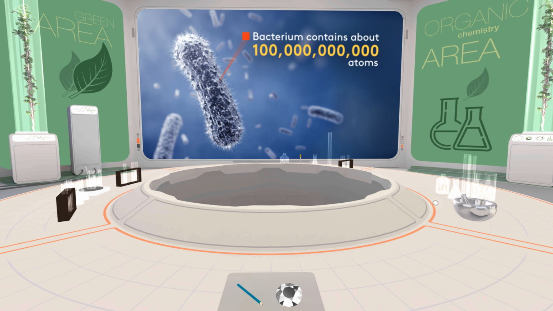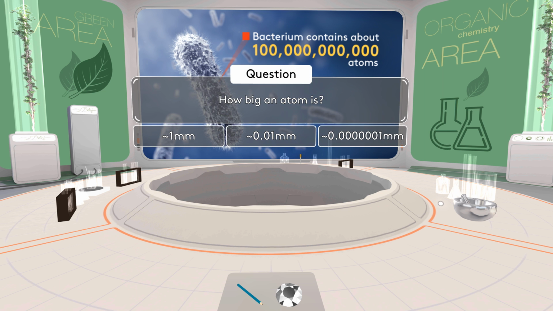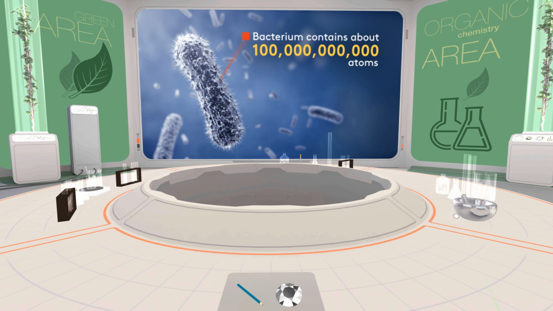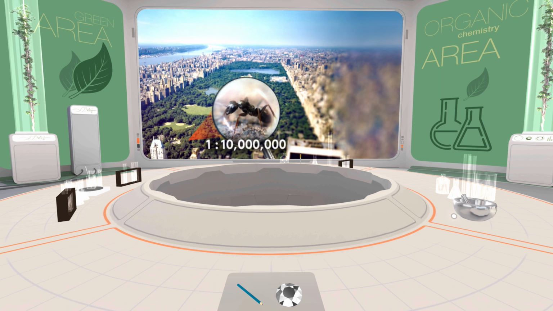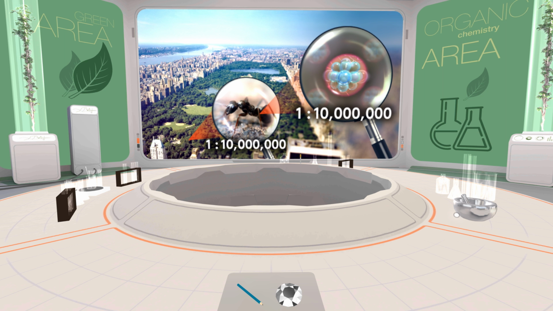Each bacterium contains billions of atoms. Now, try to think how big an atom is. An atom is about 10 million times smaller than a millimeter. If an atom were the size of an ant, then this ant would be the size of Manhattan.